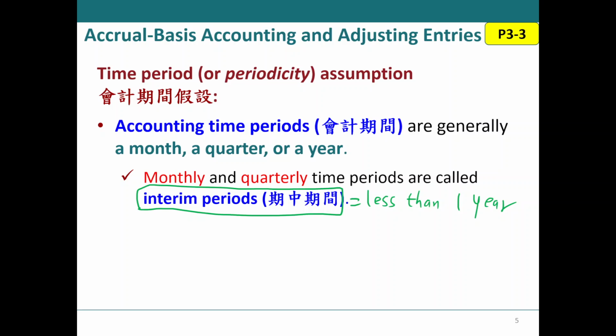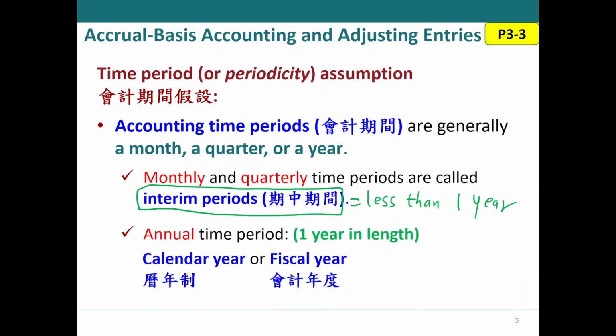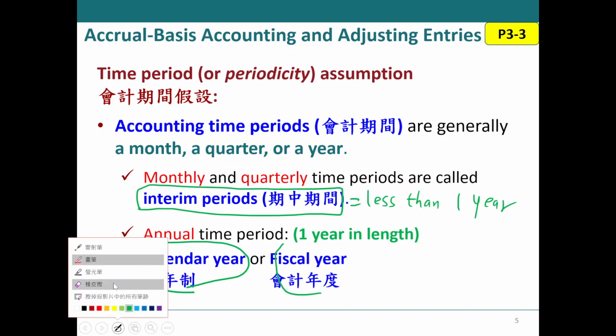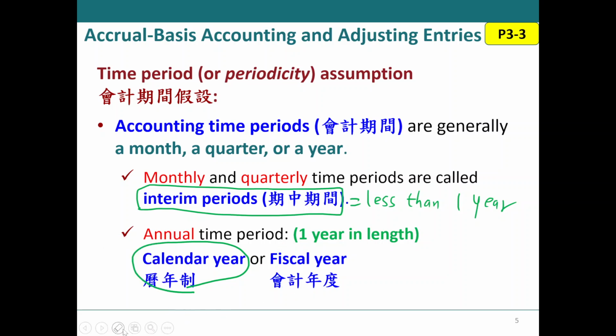Okay, how about 1 year? For 1 year, we have calendar year and fiscal year. When we talk about 1 year, then we can call it calendar year or fiscal year. What's the difference? The difference is which day is your first day?